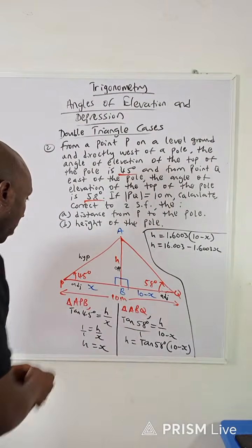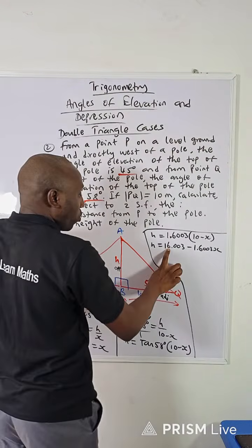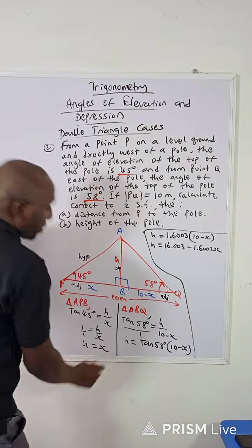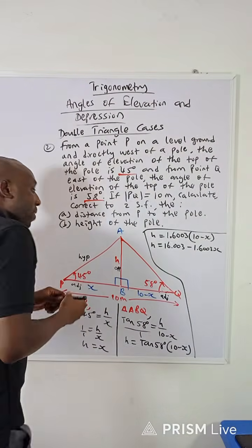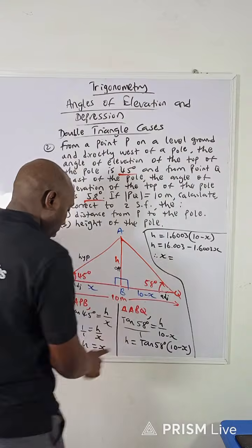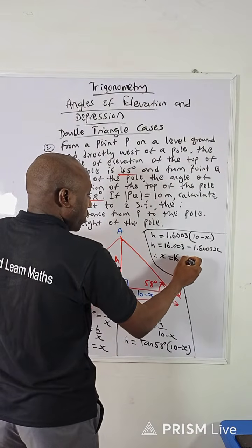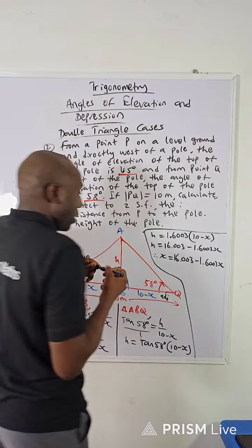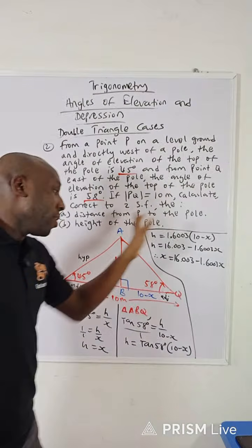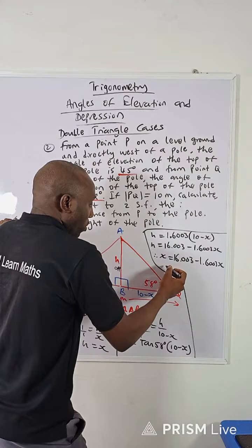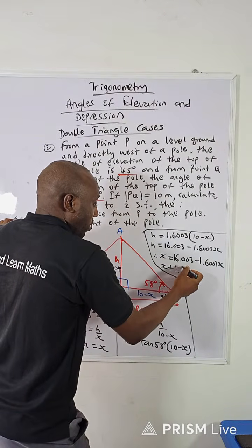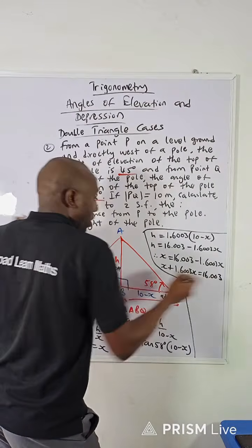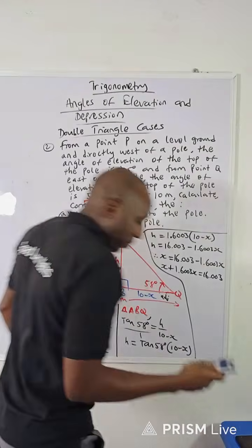I hope that makes sense. Because h is x here, and h is 16.003 minus 1.6003x. Take this, equate it to x. It will help us in getting the value of x. So therefore x is equal to 16.003 minus 1.6003x. Let's move this to the left-hand side. You're going to add it. So you're having x plus 1.6003x is equal to 16.003.